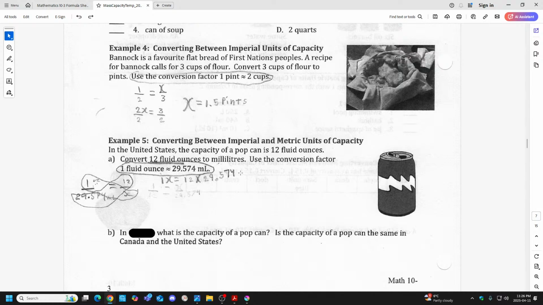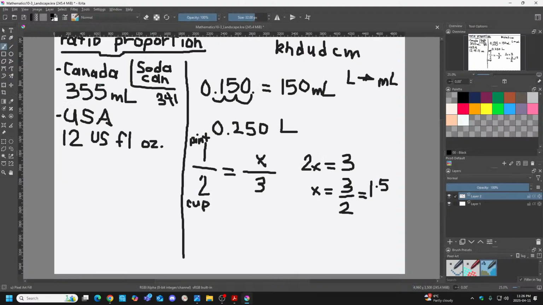Converting between imperial, here we go. So in the United States, the capacity of a pop can is 12 fluid ounces. Okay? And that's what I have over here. So you guys have an idea. Of course, in Canada, they use milliliters. Some soda cans are 341. You kind of get robbed a little bit, I guess. But for the most part, America, oh yeah, 12 U.S. fluid ounces. Okay, I just thought I'd put that there for you guys.